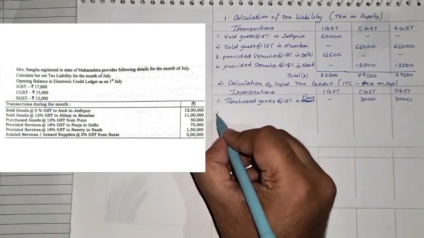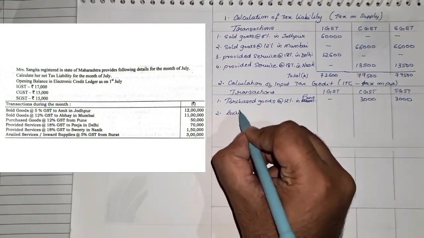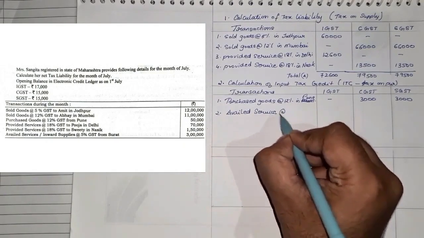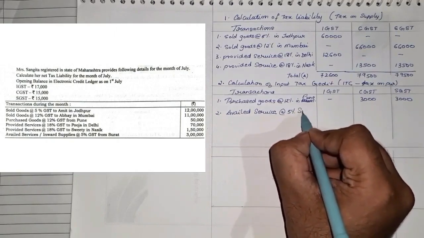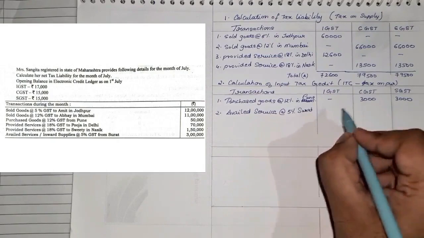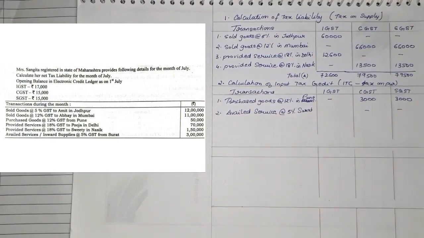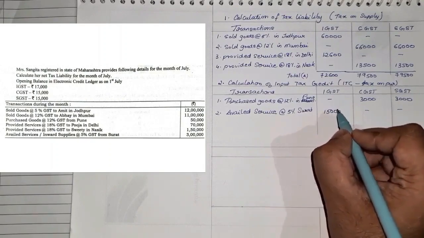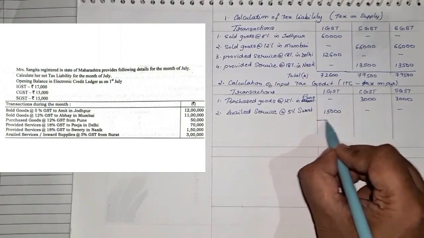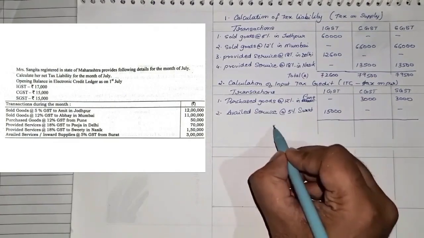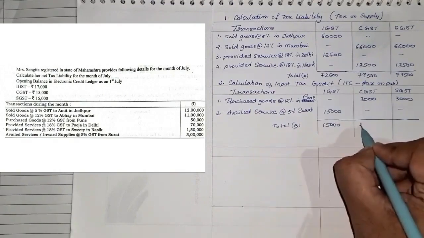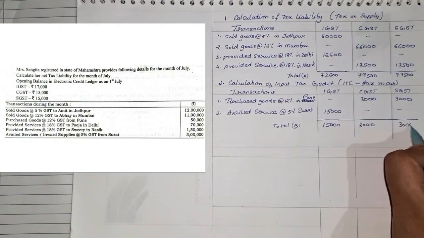Second, we have availed services, the last statement which was given there. Availed again means purchase, so availed services at the rate of 5% from Surat. Now Surat and Maharashtra, two different states, so the entire amount will go in IGST. So 5% of 3 lakh is 15,000. That's it, there's nothing else. We will total it up. So that's my second total, B. So I have 15,000, 3,000 and another 3,000.